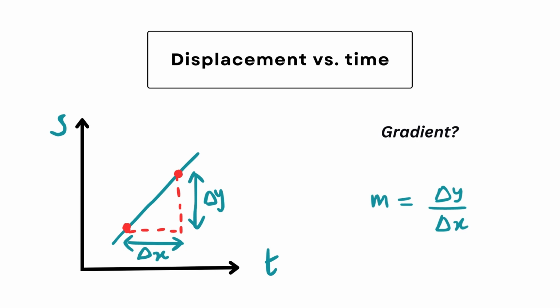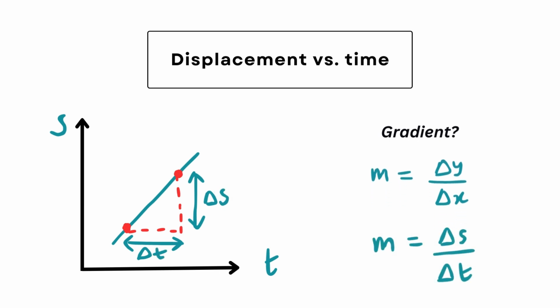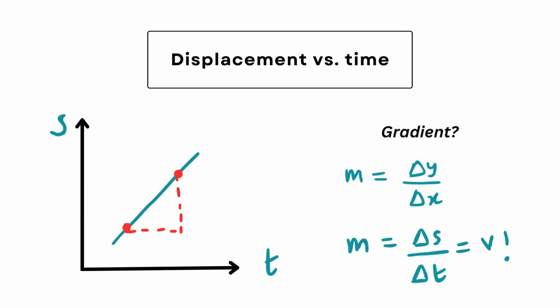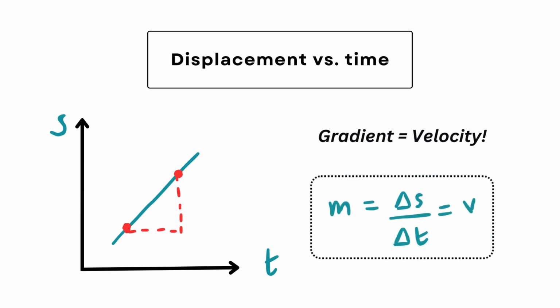Now, since we have displacement on the y-axis and time on the x-axis, we can replace delta y with delta s and delta x with delta t. What we've evaluated here is the definition and equation for velocity, which helps us conclude that for a displacement versus time graph, the gradient represents velocity.